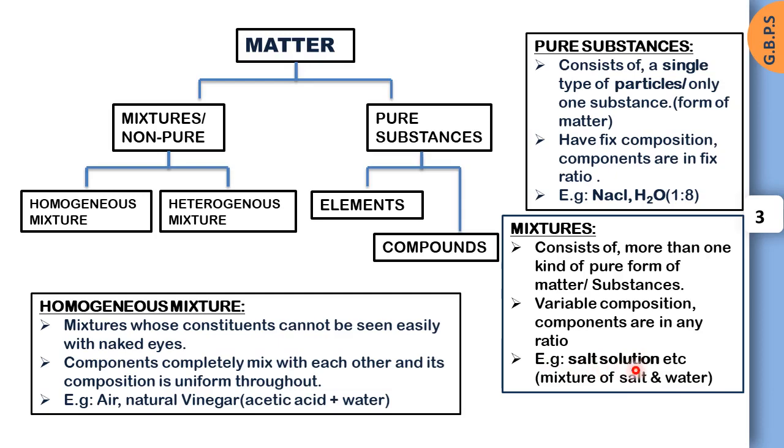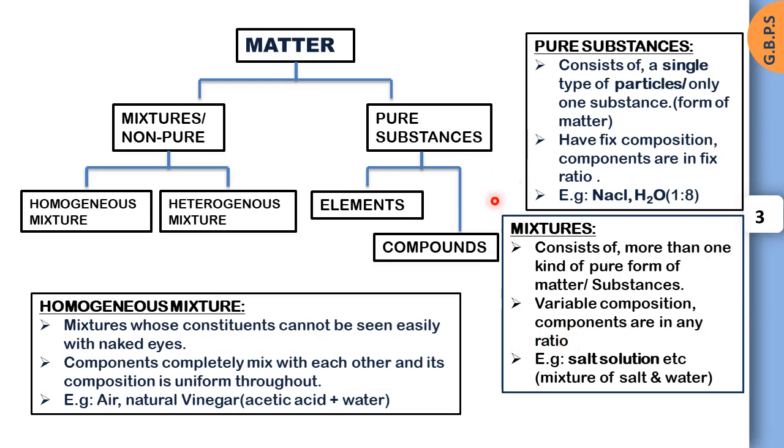For example, let's take this salt solution. Suppose all of you are asked to make a salt solution with 1 liter of water. Then what will we notice? We will notice that all of you will add a different amount of salt to the water. That means here the ratio varies. That is, the salt solution is a mixture. So the definition of mixture is variable in composition, or components in any ratio. This much is enough for pure substances and mixtures.